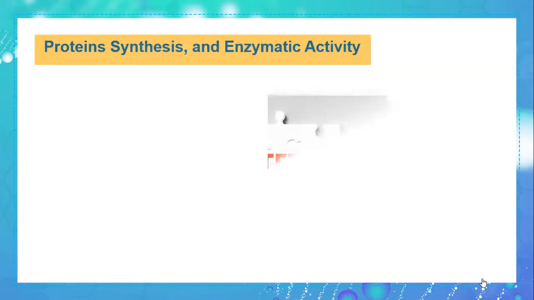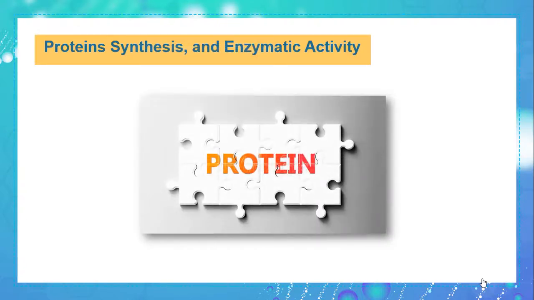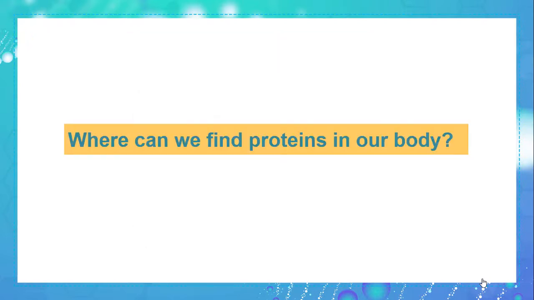Previously in Chapter 2, we have discussed some facts about the genetic material that is found in the cell. But if you remember, this genetic material is the basis of all proteins that are produced. In this chapter, we will study protein synthesis and enzymatic activity. First of all, can you recall where proteins are found in the body? Let's recall together some examples of proteins.